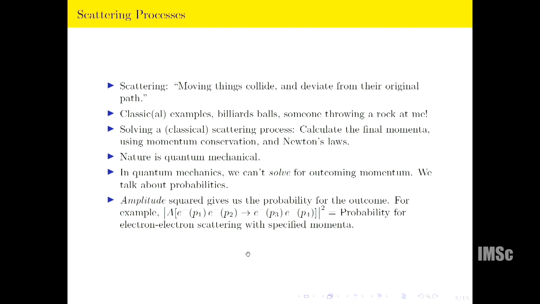But nature is quantum mechanical, and in quantum mechanics, we can't solve for outgoing momenta. That means we can only talk about probabilities. So a scattering amplitude, squared, gives us the probability for that particular outcome to happen, okay? For instance, if we have two electrons with momenta P1 and P2, and they scatter off each other, the probability that they come out with momenta P3 and P4 is the mod square of this quantity that we are going to talk about here.